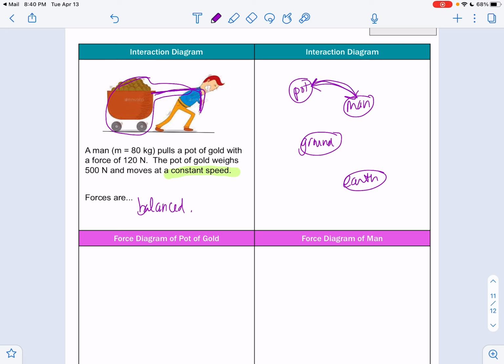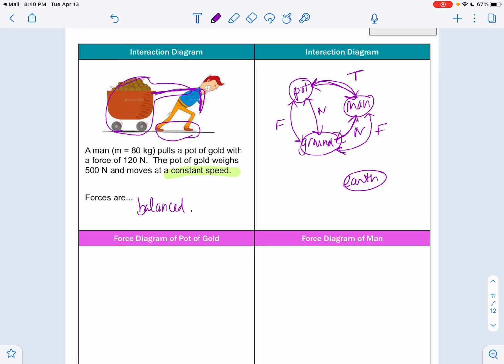So that's not a normal force. That's a pull, so that's going to be a tension, because the man is pulling on the pot, and the pot is pulling on the man. The man is pushing against the ground, so that's a normal. And since he's moving, he's walking, there has to be some friction on his feet so that he can walk. The pot of gold is also pushing against the ground and is also moving, so it's also going to have a force of friction.